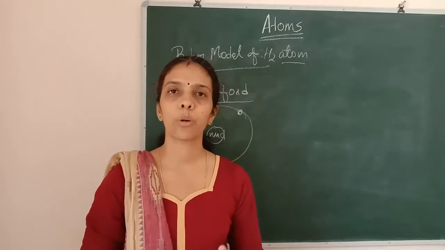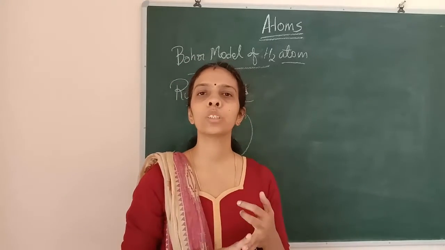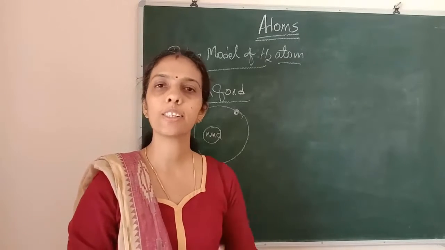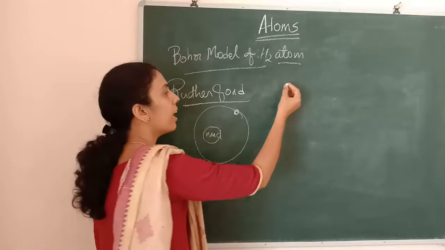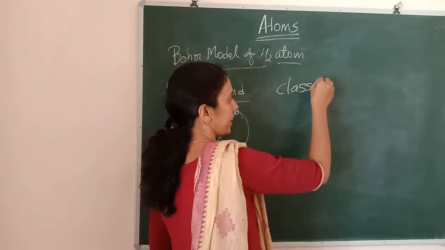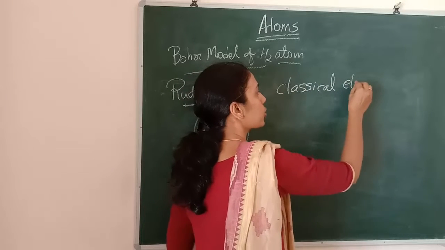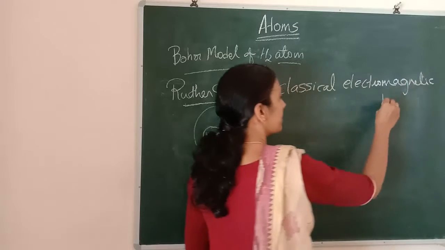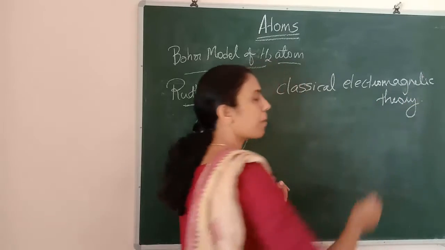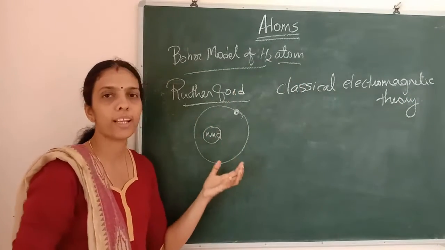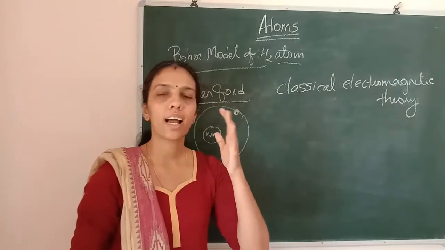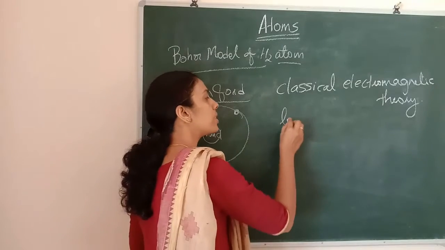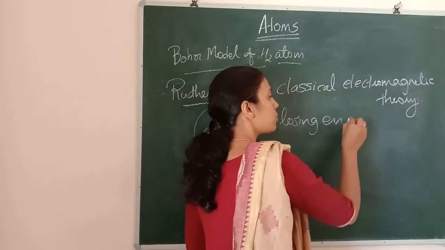So in Rutherford's atom model, the nucleus is at the center and the electrons are revolving around the nucleus. Rutherford explained his nuclear model using classical electromagnetic theory. When we use classical electromagnetic theory to explain this model, we understand that when the electrons are revolving around the nucleus, they will be losing energy.